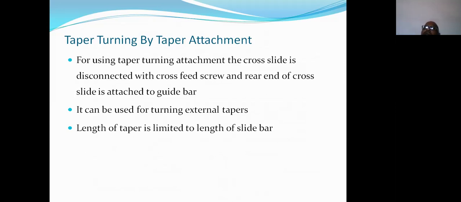In the first one, it is limited to the width of the cutting tool. In the second one, the compound rest method, the length of the taper is restricted to the length traveled by the compound rest over the cross slide. In this third method, the length of the taper produced is restricted to the length of the slide bar only. So based on the attachment fixed to the lathe machine, the length of the taper is dependent.